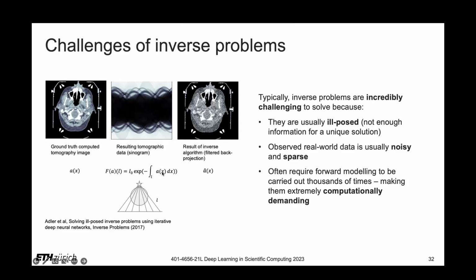So what we actually want is this a of x here, but what we observe is this integral. And so the inverse problem is, tell me what a of x is given what we call the sinogram measurements in the middle there. So this is really hard. It all depends whether the inverse problem is ill-posed or not. It just depends on if you have enough measurements and enough different paths of that ray through your media. So if you just have a couple of paths, it's extremely ill-posed.